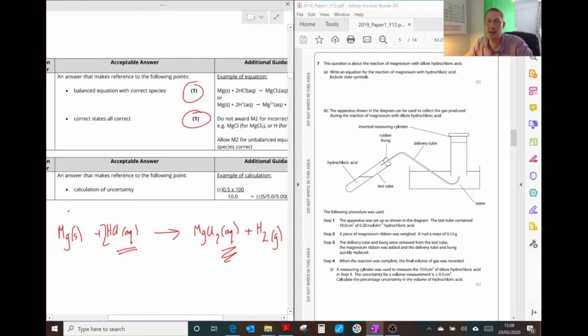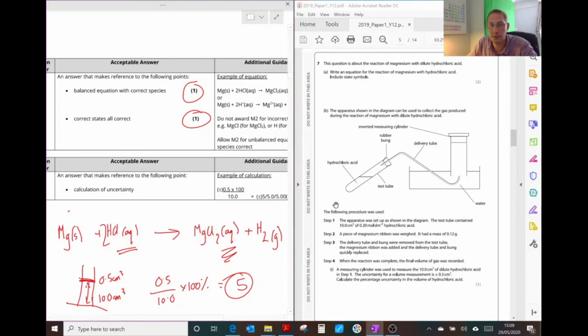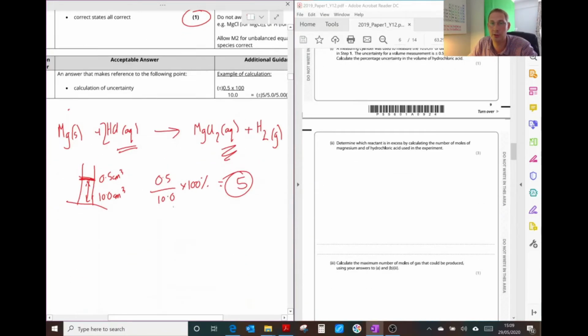Fair few people still unable to calculate the uncertainty. Well, you're told that you'll measure it using a measuring cylinder. There is only 1 measurement in a measuring cylinder, and that is the line. You're told the uncertainty is 0.5 centimeters cubed. You're told that the total volume you're measuring is 10 centimeters cubed. So the uncertainty is the 0.5 over 10 times by 100%, which equals 5. Most people getting that right, but a fair few not.